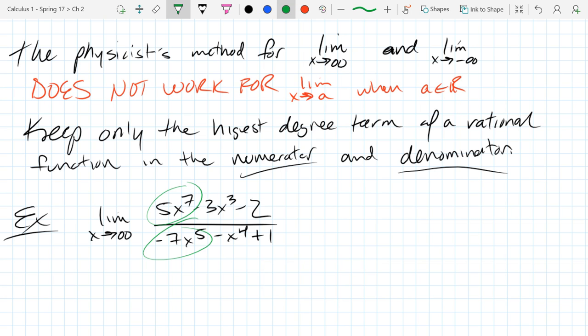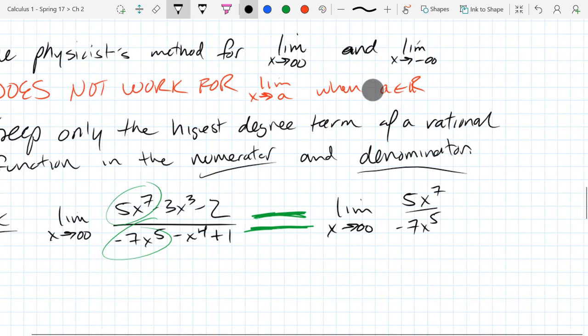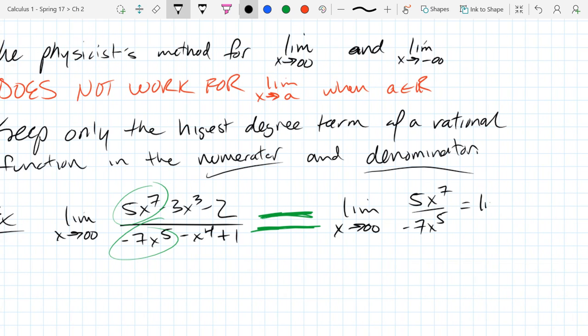So I'm going to use a green equal sign. Across this equal sign, we're using the physicist method. So I threw out all the small terms, and the limits are still the same. And we can do algebra now, and this is actually a relatively easy limit. We have negative 5/7 times x squared. And we can use our constant multiple rule, move that negative 5/7 out front.